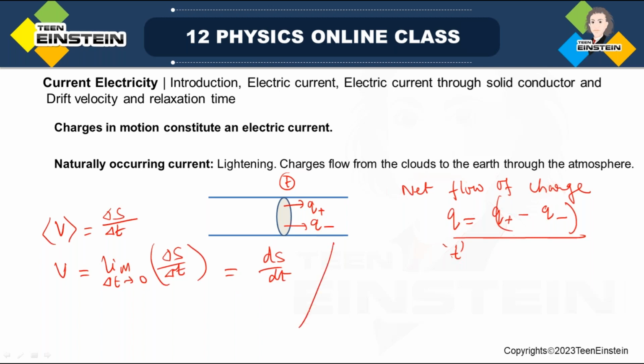In a similar way we can define current. If I say average current, that is total net charge flow by time interval. But if I write instantaneous current, then I have to write dq by dt. So these are the simple definitions of current.